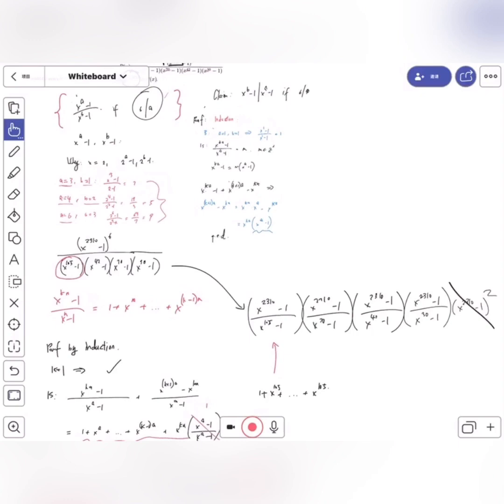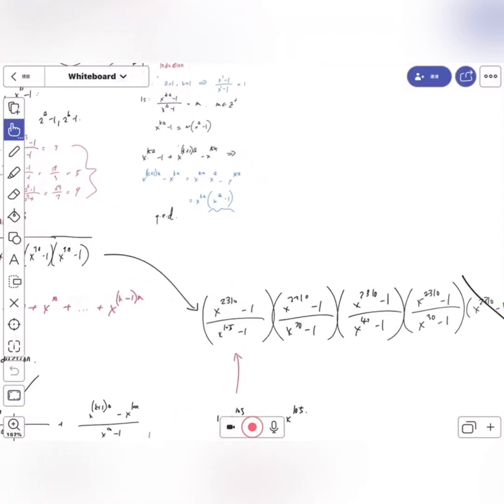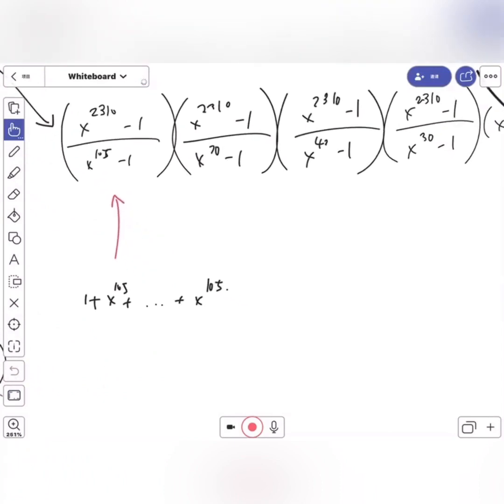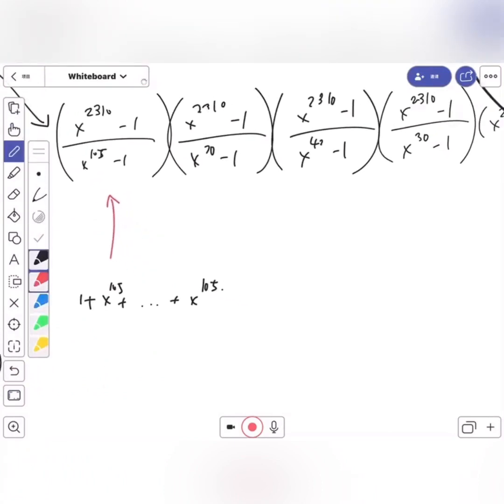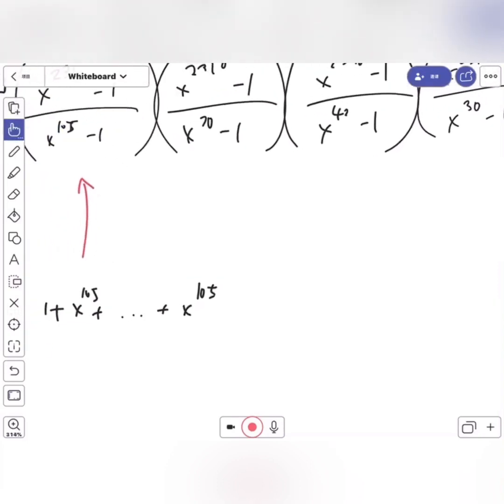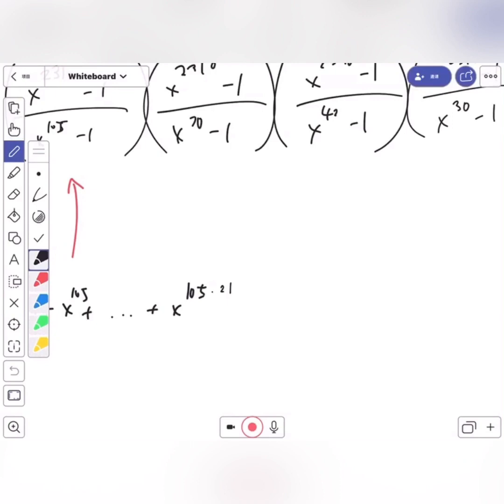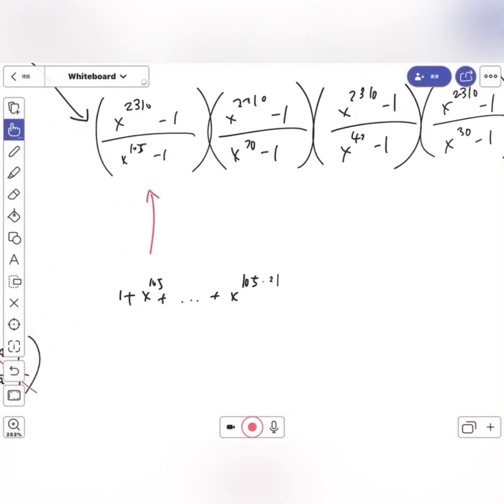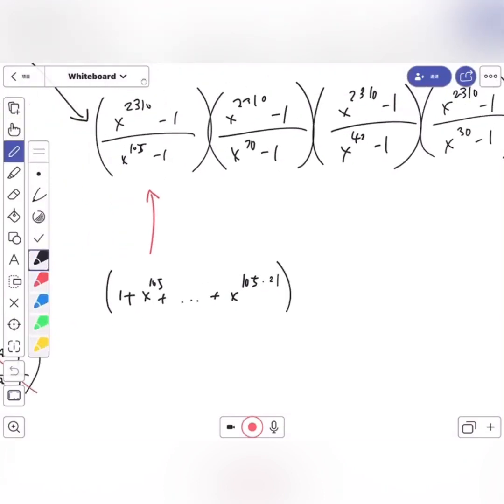Now coming back to the prime factorization, we just get that this is going to be 22 minus 1, so just 21. So let me group all of these. Now this part is going to be 1 plus x to the 70 plus dot dot dot plus x to the 32 times 70.